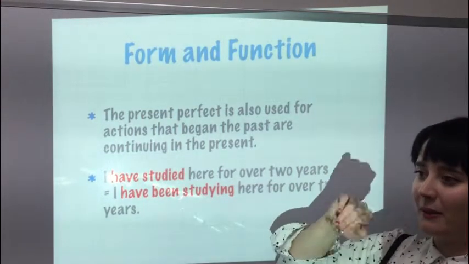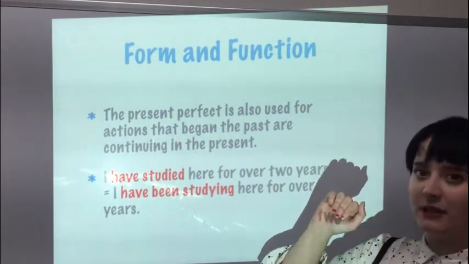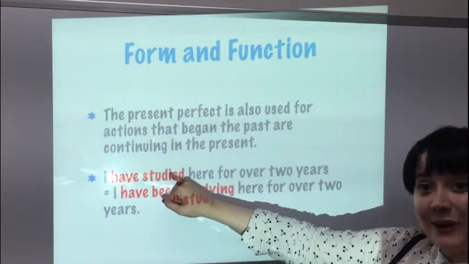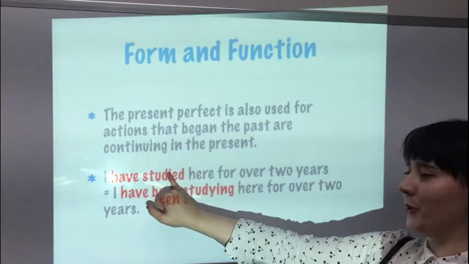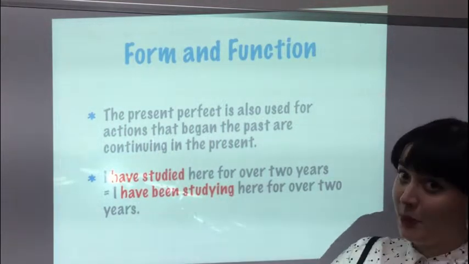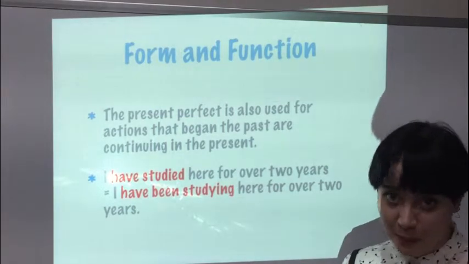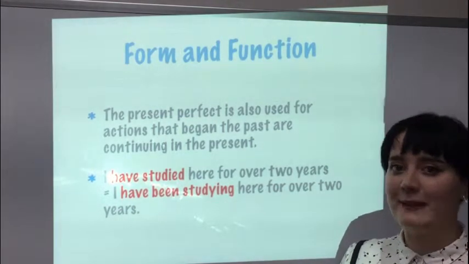use. If you want to tell about an action that happened before and it's still going on now, you can use the present perfect progressive and the present perfect. Both forms are okay because this is the present perfect and this is the present perfect progressive, but they both have the same meaning.